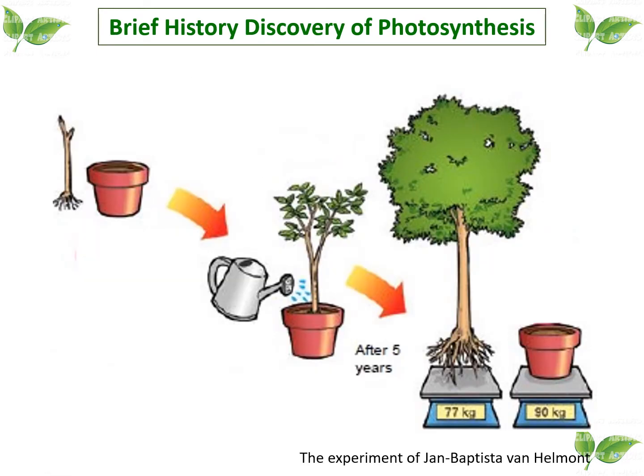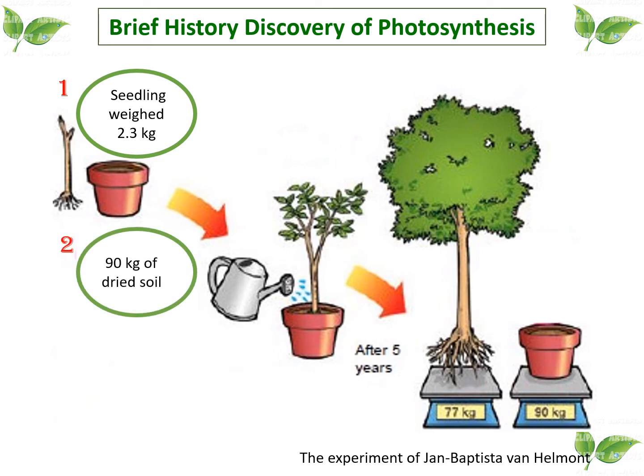Brief history of the discovery of photosynthesis. This is the experiment conducted by Jean Baptista van Helmont. He was a scientist from Belgium. This is the experiment conducted by him. First, he weighed the seedlings, and then second step, he weighed the dry soils. So he watered the plants for almost 5 years.